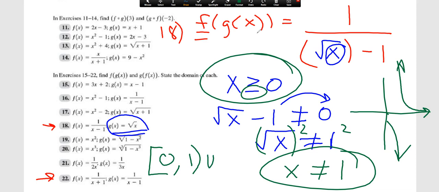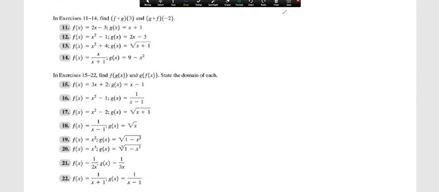Union what? 1 to infinity. Because it keeps going that way for a long time. So we have a broken domain. The picture helps you understand that. But the algebra also verifies it. Now what happens when we flip things around? G of f of x.